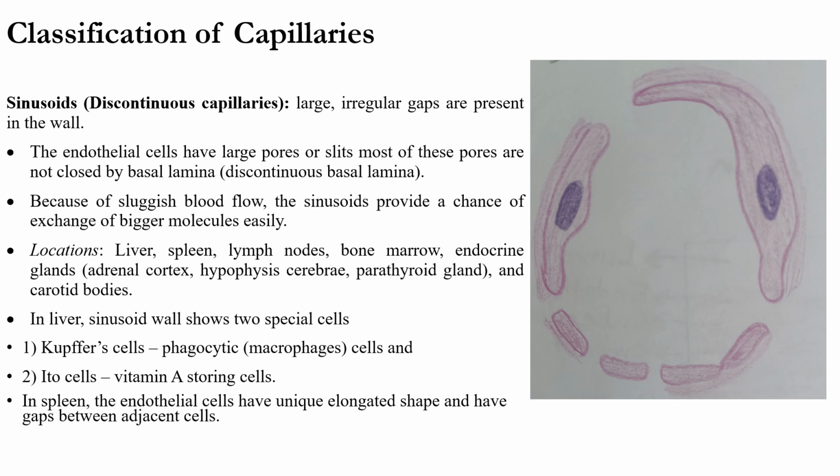In the liver, sinusoidal walls show two special types of cells. Kupffer cells are phagocytic and Ito cells store vitamin A. In the spleen, the endothelial cells have a unique elongated shape, and they have gaps between the adjacent cells.